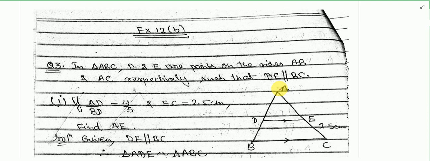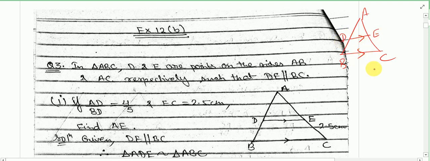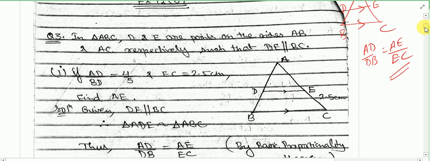And there I had told you that if you have a triangle ABC, okay, and DE is parallel to BC, then in that case AD upon DB, let me write properly, AD upon DB will be equal to AE upon EC. Yes, this was the basic proportionality theorem.